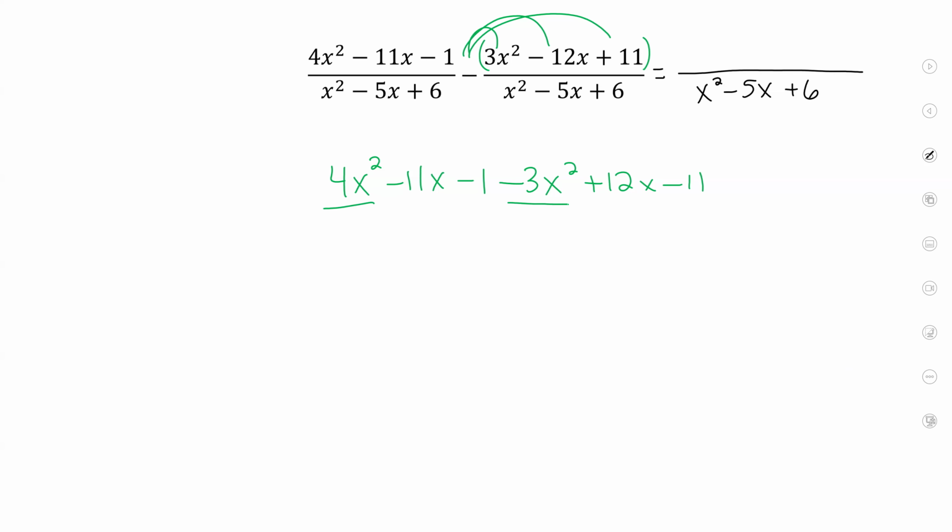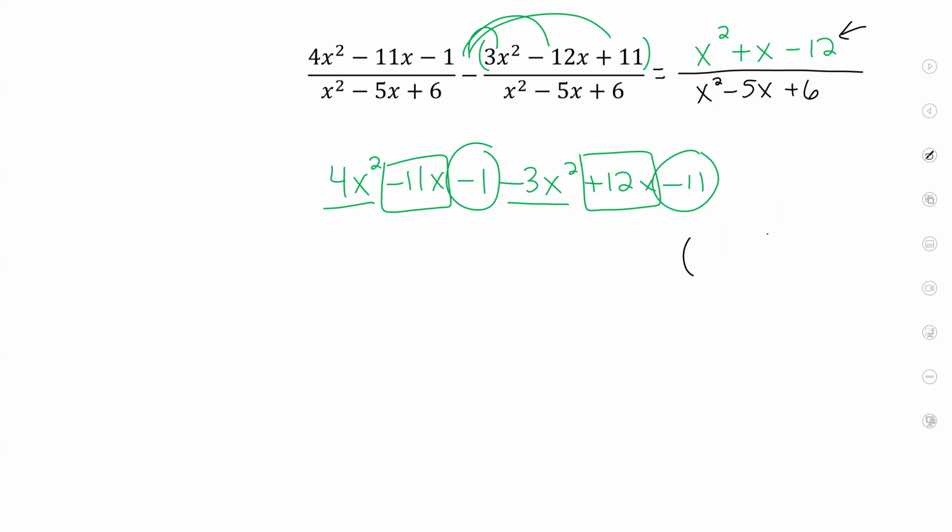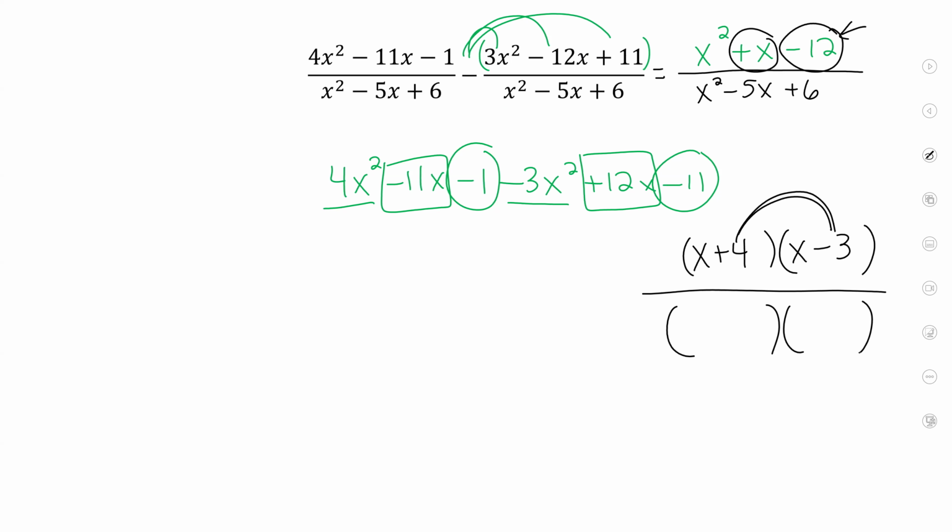So this will become x squared. Negative 11x plus 12x is plus x. Negative 1 minus 11 is negative 12. That was easy. Now let's just factor. To factor this, it will be x plus 4 and x minus 3. Because 4 times -3 is -12, but 4 minus 3 is 1. Now let's factor the denominator. This will be x minus 3 and x minus 2, because -3 times -2 is +6, and you can add them to get -5.